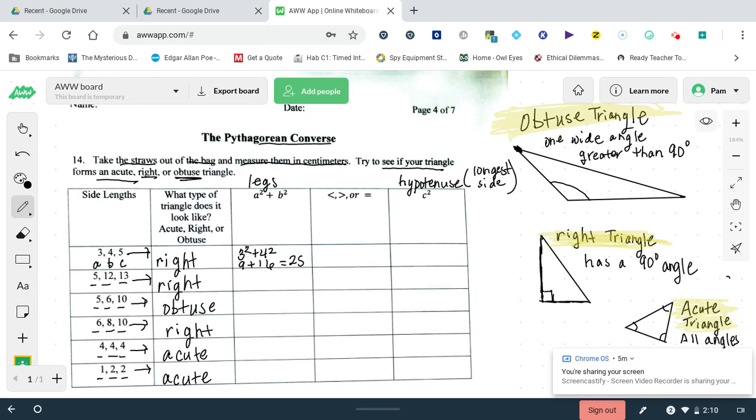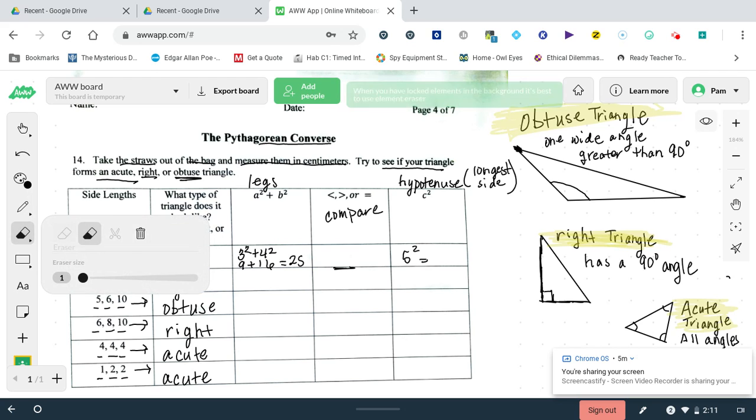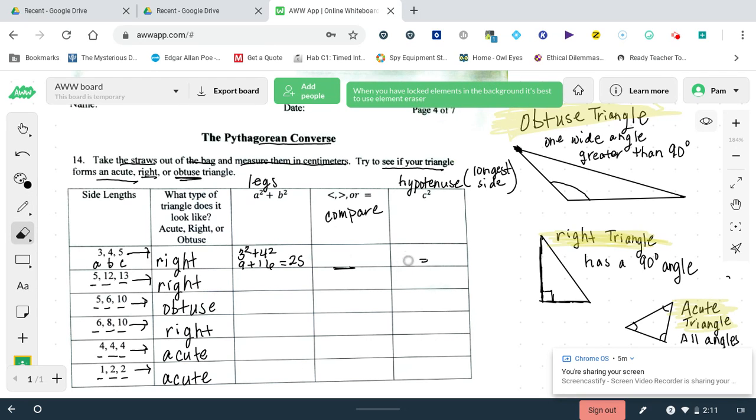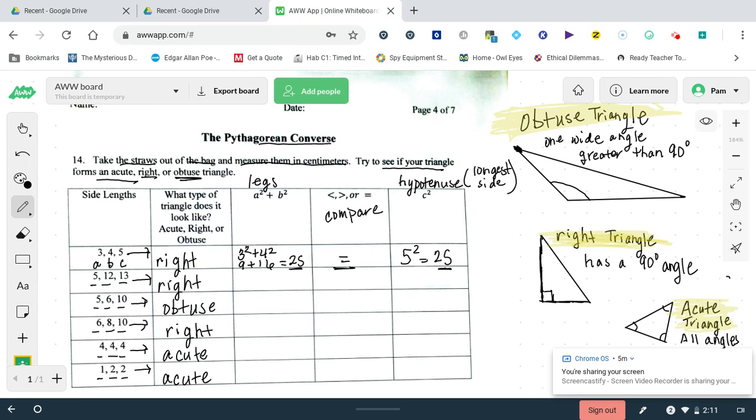Then I'm going to compare it to C squared. This is where you compare, over here. C in this particular case was 5. So 5 squared is 25. So when I compare, here I have 25, and here I have 25. So this number is equal to that number.